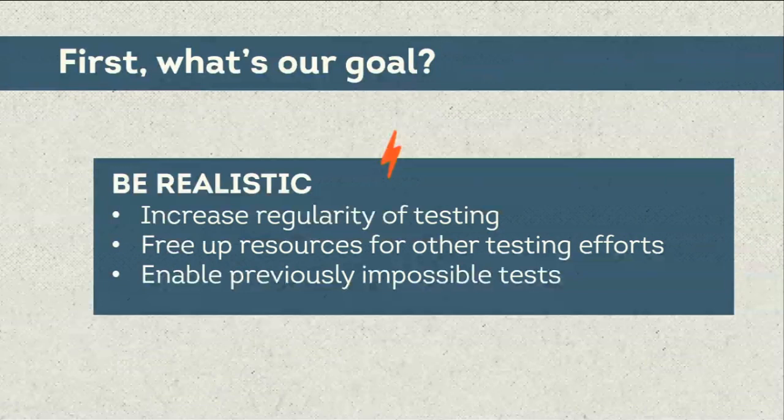The last piece is we're enabling previously impossible tests. This is an important thing to consider when automating, that the computer is really good at things that we are not. And so it allows us to do all sorts of things that manual testing could never accomplish.